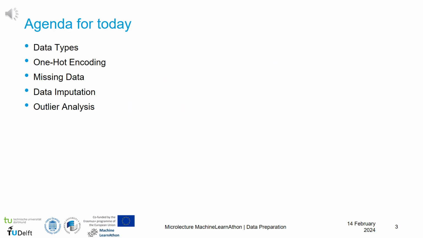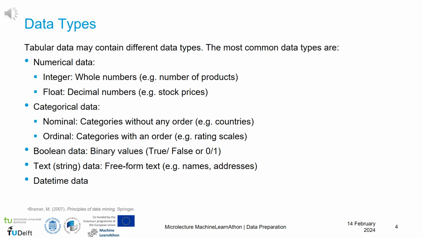Subsequently, we will start with different data types: one-hot encoding, missing data, data imputation, and outlier analysis. With the data you have available that are not missing, it is very important to look out for the data types. So there are different kinds of data types.